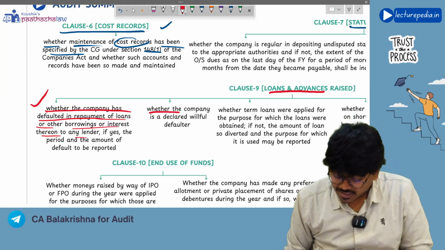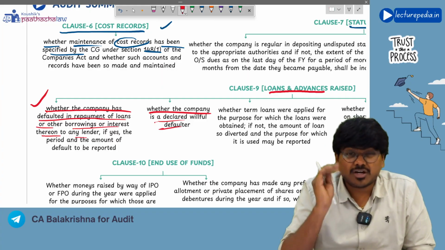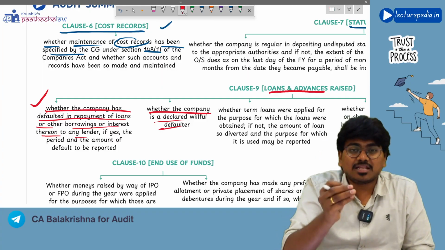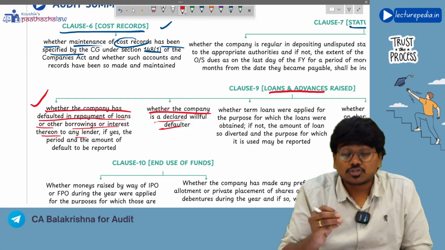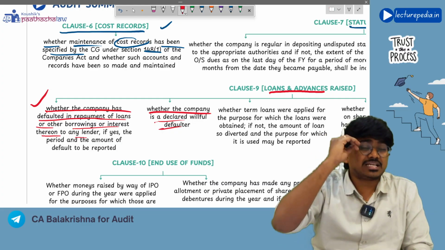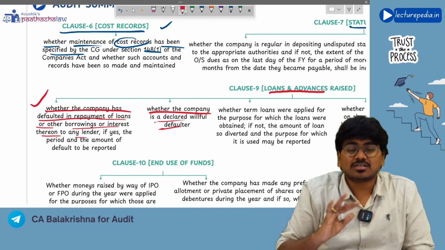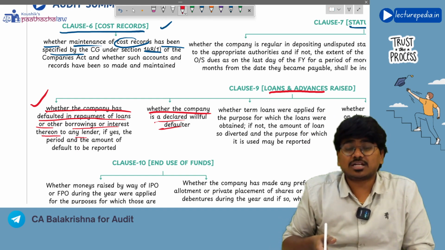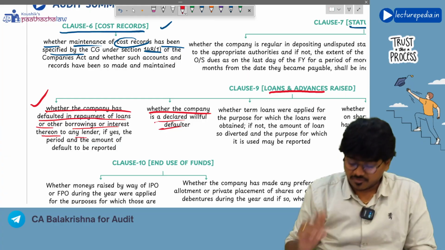Got it? Next, whether the company is declared as a willful defaulter, like Vijay Mallya, Nirav Modi, right? So like this, whether the company is declared by the bank or financial institution as a willful defaulter. In such a situation, the auditor will say in this clause that this company is a willful defaulter.